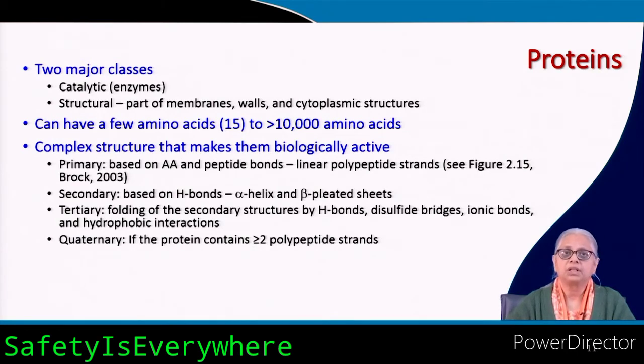Since we're looking at proteins, there are two classes of proteins based on their function. So we have catalytic proteins, which are enzymes, and we have structural proteins, which are part of the membranes, walls, cytoplasmic structures, and these are the proteins that have very important functions as well. Now you can have proteins which have very few amino acids, as small as 15 amino acids, and you can have proteins which have more than 10,000 amino acids.